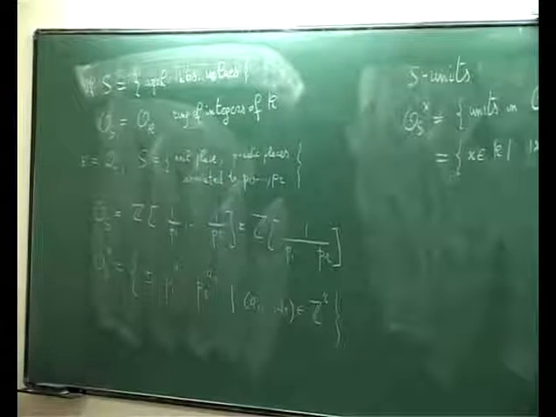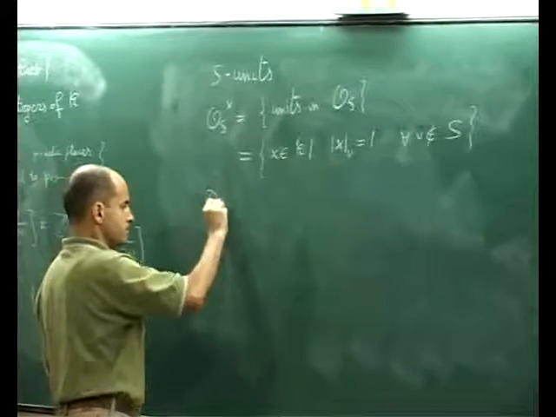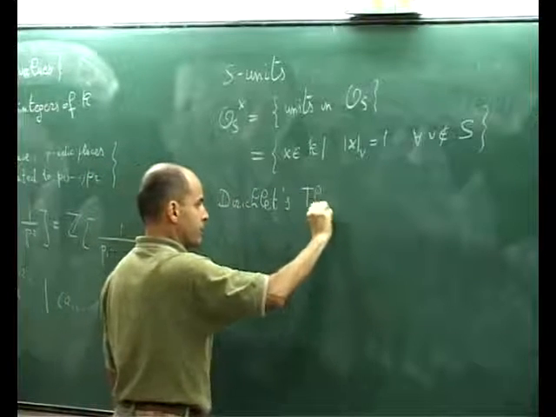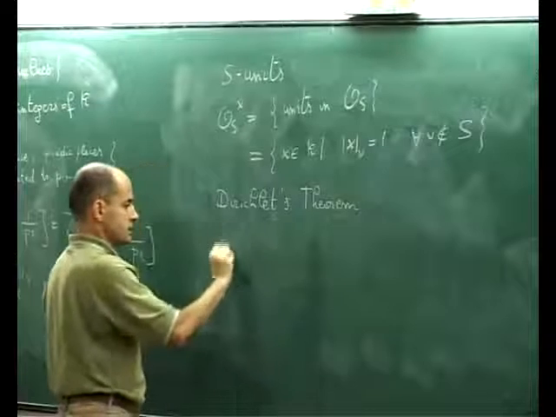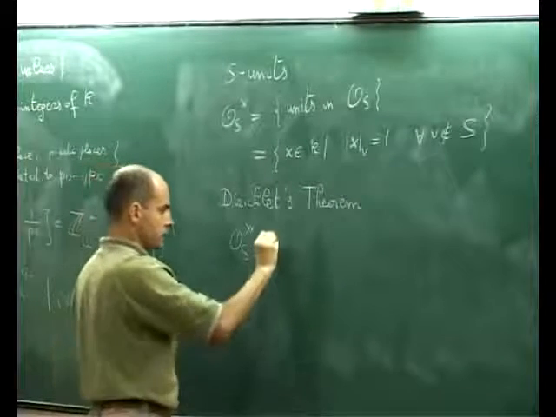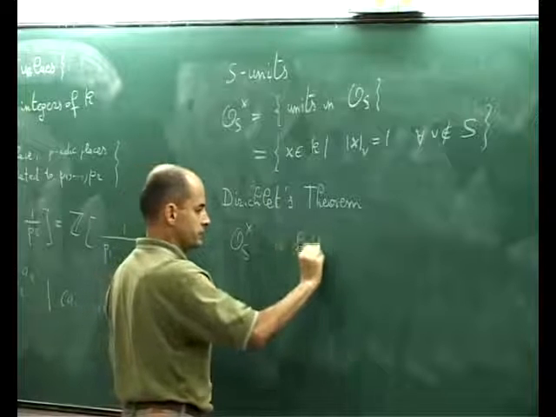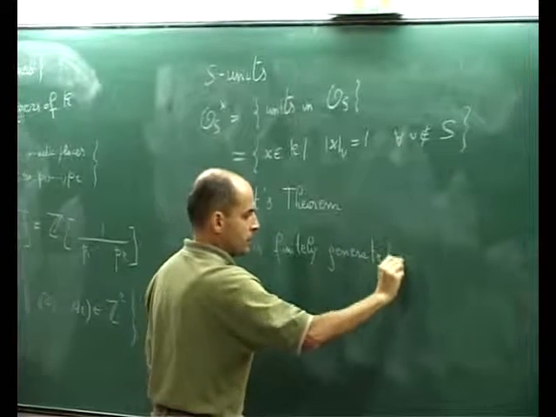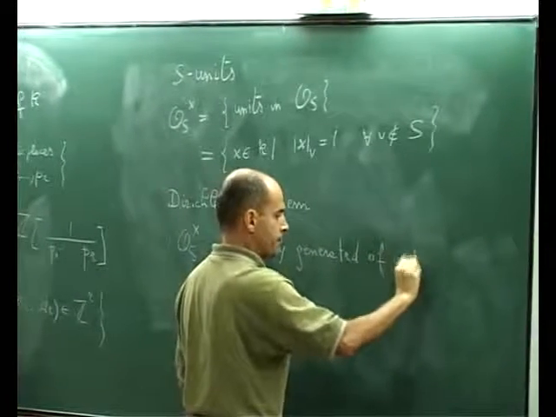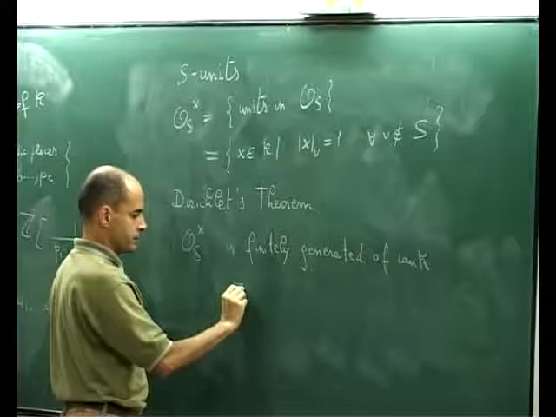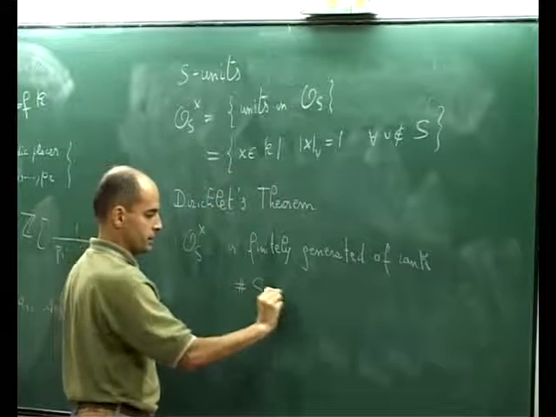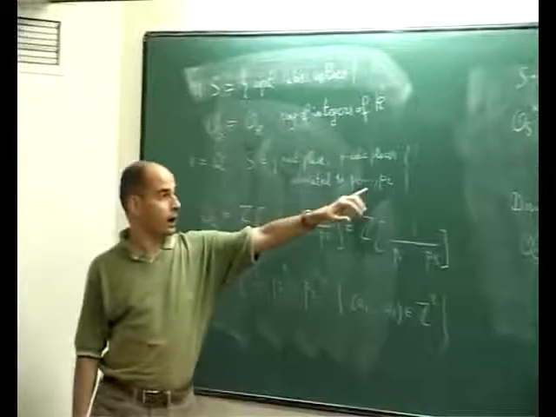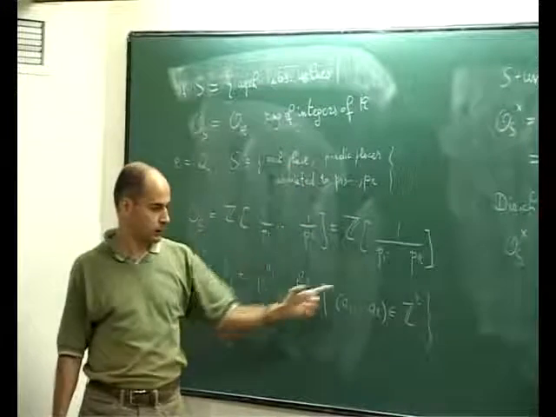In general, the Dirichlet theorem says that O_S cross is finitely generated of rank equal to the cardinal of S. So here you have r plus 1 places, the rank is r.